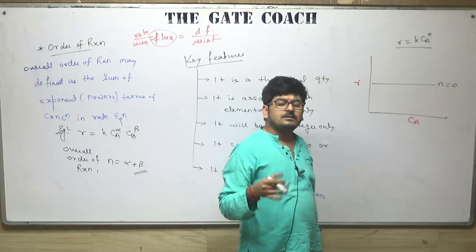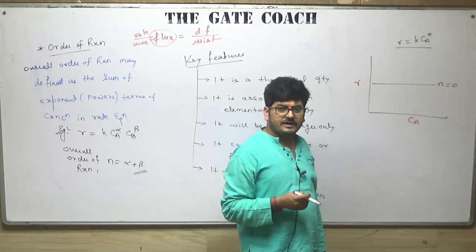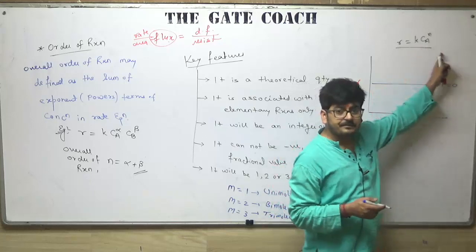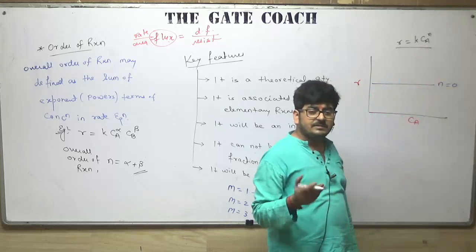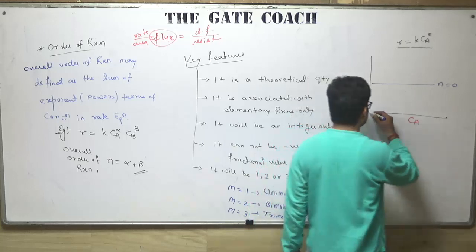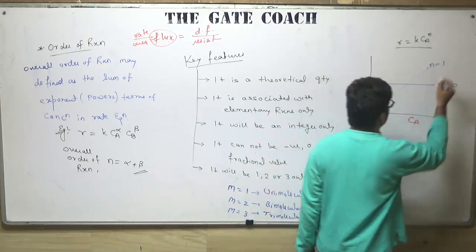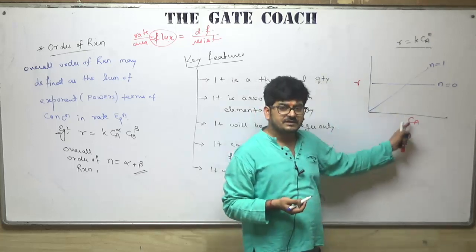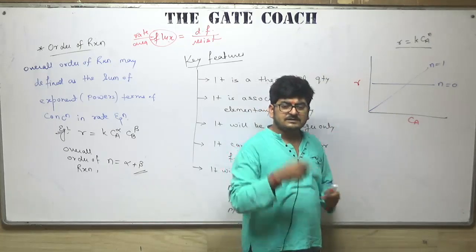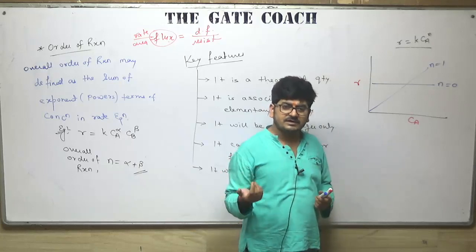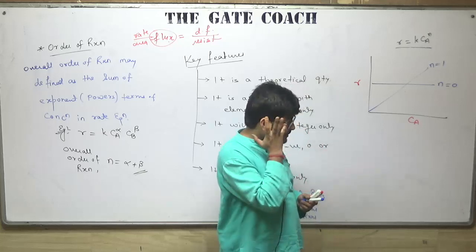If order of reaction is 1, then R will be equal to K Ca. R equal to K Ca means y equal to mx, a straight line equation passing through the origin, that is n equal to 1. Means rate of reaction varies linearly with concentration. If concentration decreases, then rate of reaction will also decrease linearly.